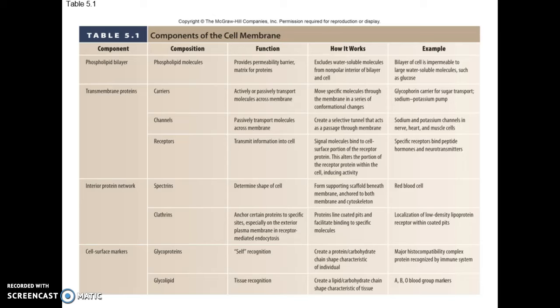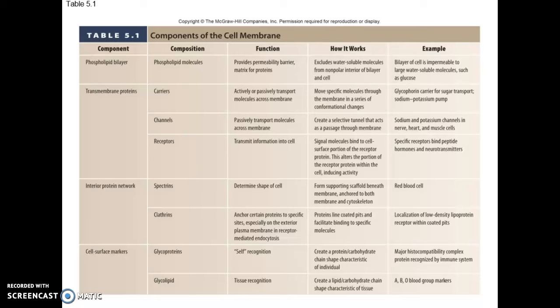Right, now here we have a table that'll hopefully help make life easy for you. Table 5.1 talks about the different components of the cell membrane. So definitely make sure you remember the phospholipid bilayer and the phospholipid molecules, what their function is. I want you to look at the composition, the function, and then examples of it. Don't get too worried about how it works. General concepts are good, but definitely make sure you know the different types of structures associated with the cell membrane.